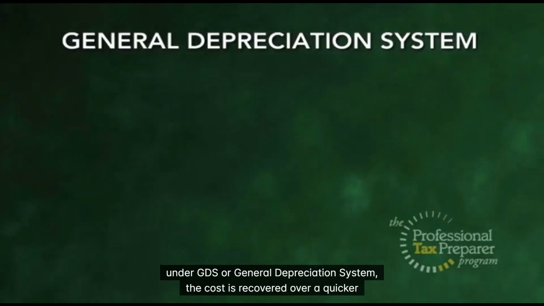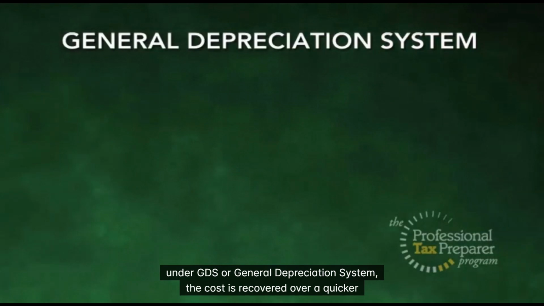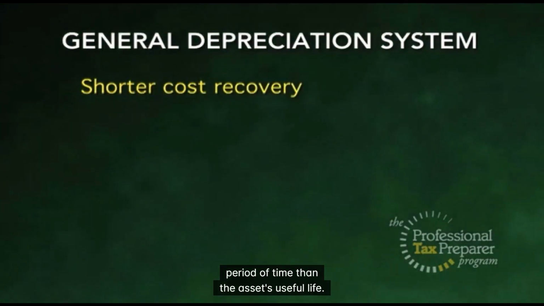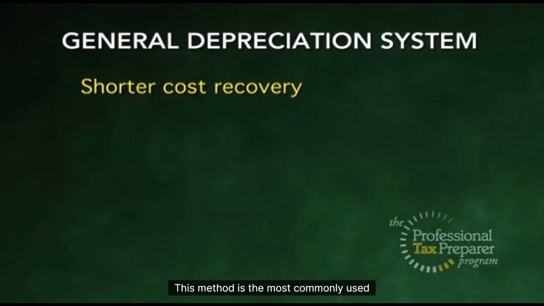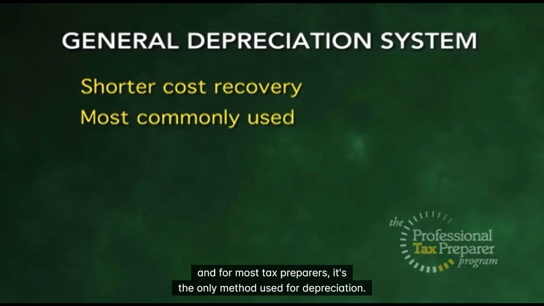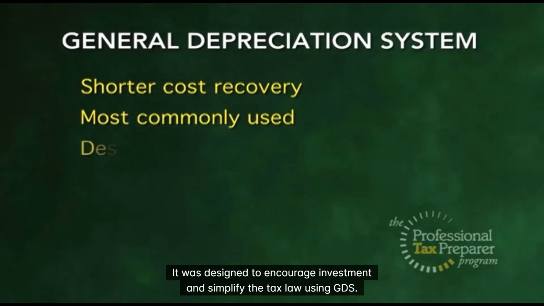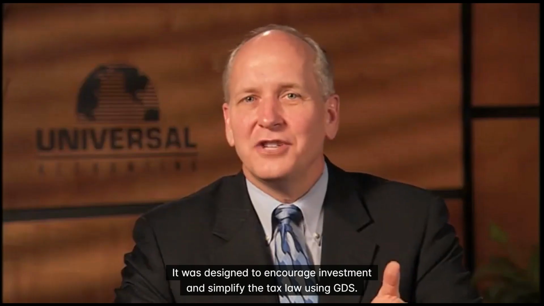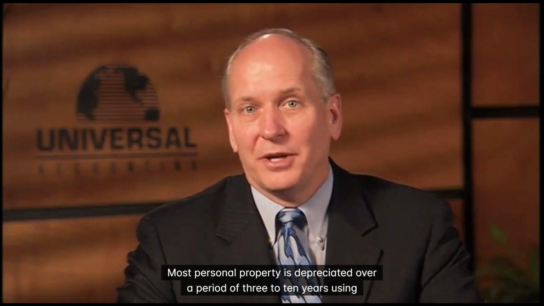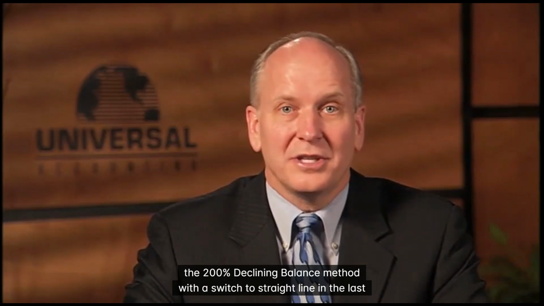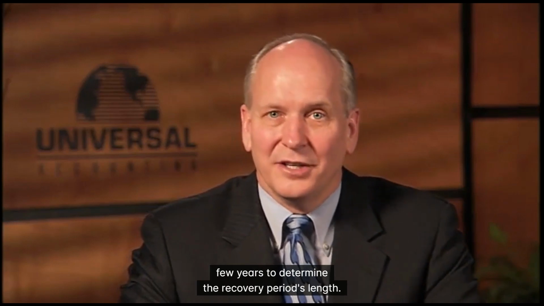First of all, under GDS, or General Depreciation System, the cost is recovered over a quicker period of time than the asset's useful life. This method is the most commonly used, and for most tax preparers, it's the only method used for depreciation. It was designed to encourage investment and simplify the tax law. Using GDS, most personal property is depreciated over a period of 3 to 10 years using the 200% declining balance method, with a switch to straight line in the last few years.